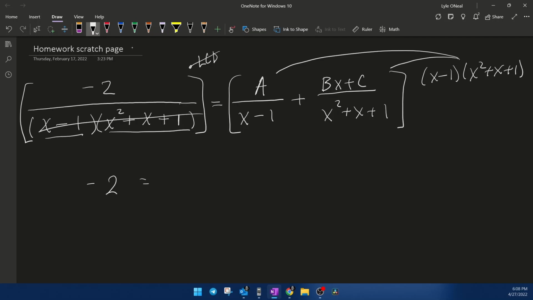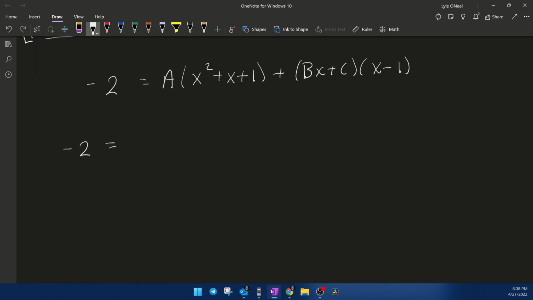And for the first fraction, the x minus 1's will cancel, leaving A times the quadratic factor. And then when we distribute to the second fraction, the x squared plus x plus 1 is going to cancel, leaving Bx plus C multiplied by the x minus 1. And the next step is to get rid of the parentheses and combine like terms.